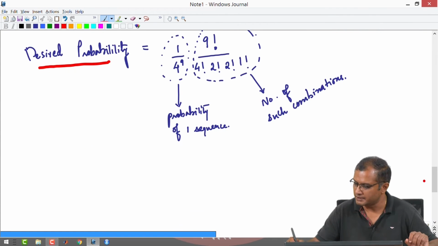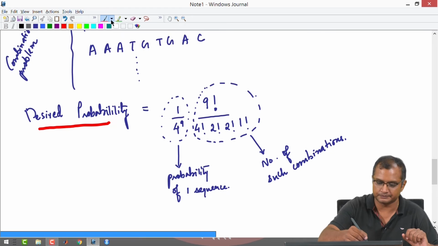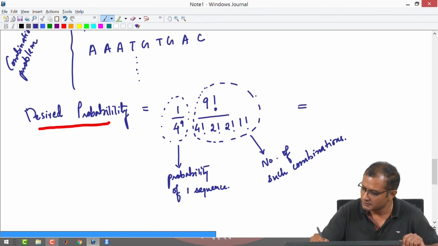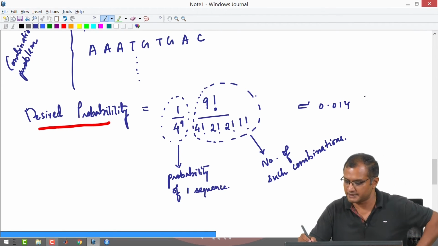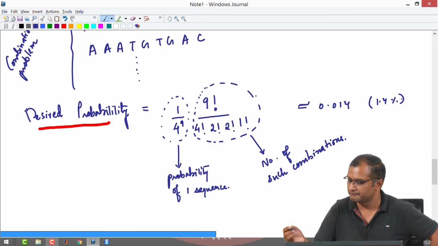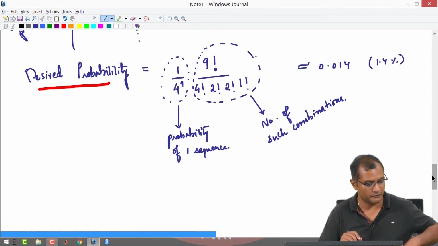If you work it out, it would come out to be around 0.14, which is like saying 1.4%. Okay, if you work it out.